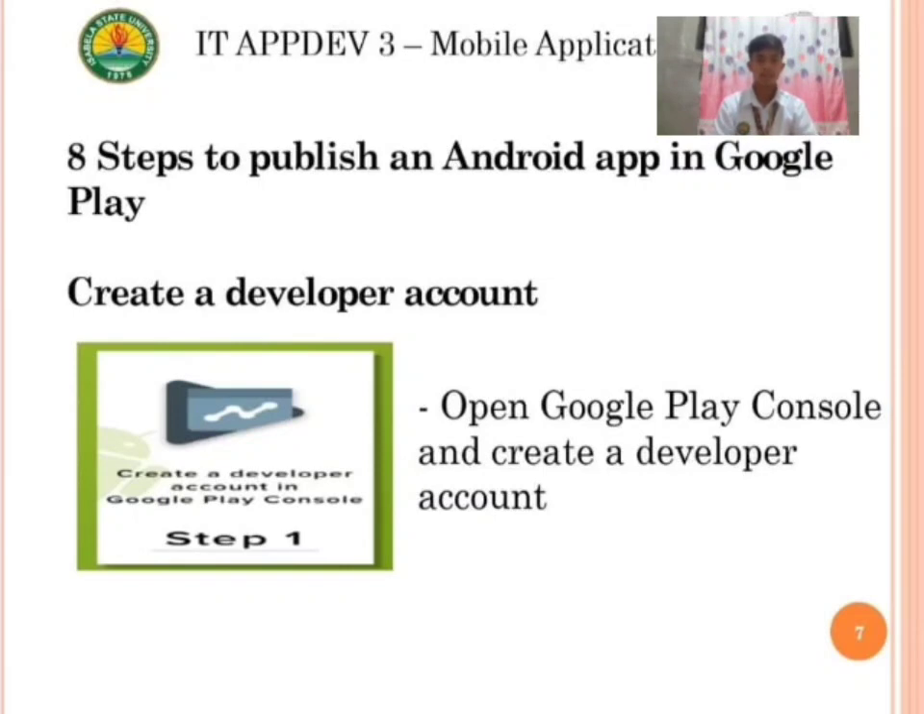These are the 8 steps to publish an Android app in Google Play. Step 1. Create a developer account. Open Google Play Console and create a developer account. The cost of publishing an Android app is $25. You make a single purchase and each account allows you to publish as many apps as you choose, anytime and anywhere you want.